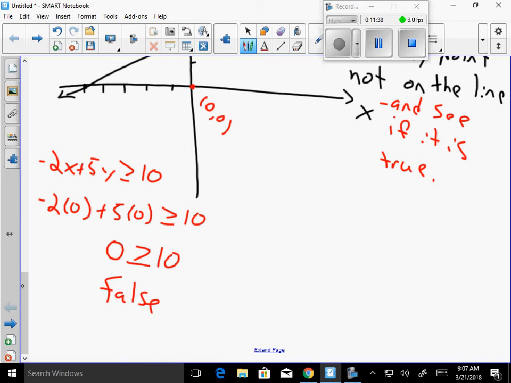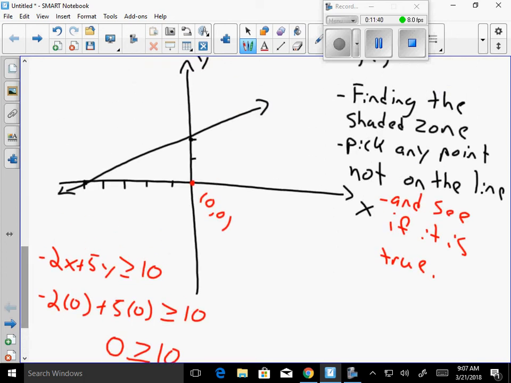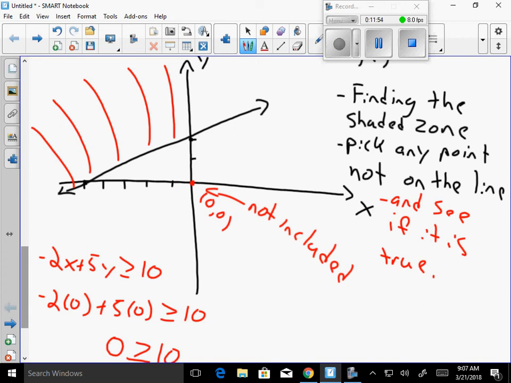So that means this point is not part of my answer. So not included. So what that means is I shade over here. Everything over here is included. You're going to have one half of the line that is included, and one half that's not included. So whatever side doesn't work, then the other side does work. And so what I'm saying here now is everything that's shaded red will work.